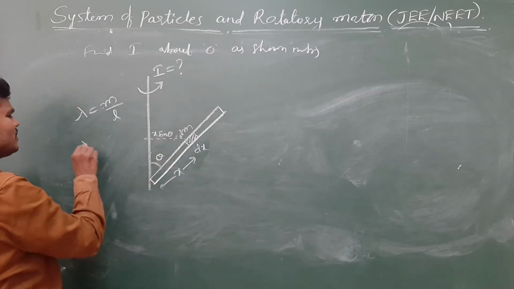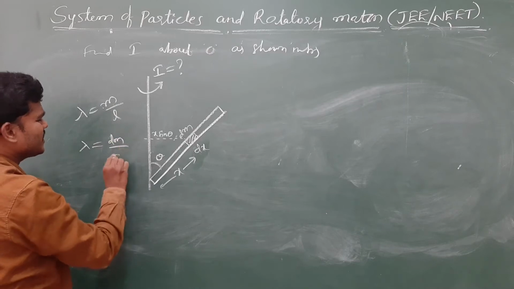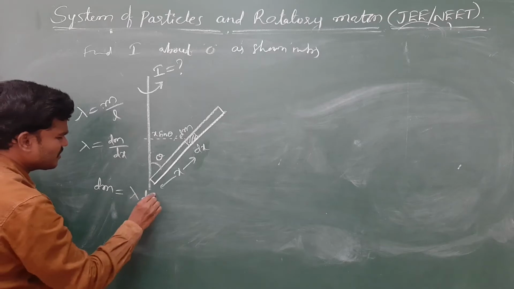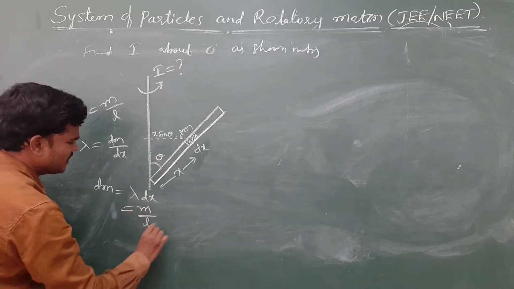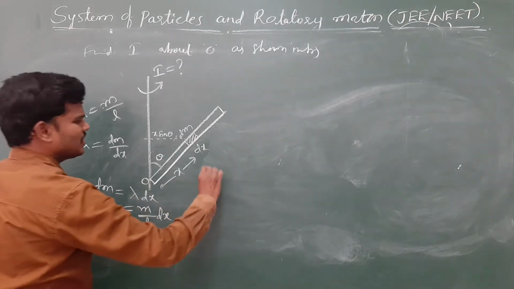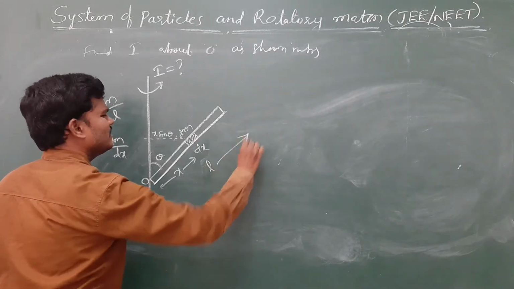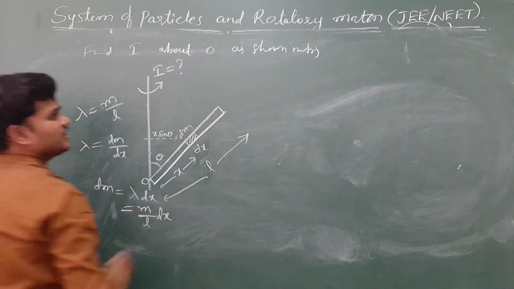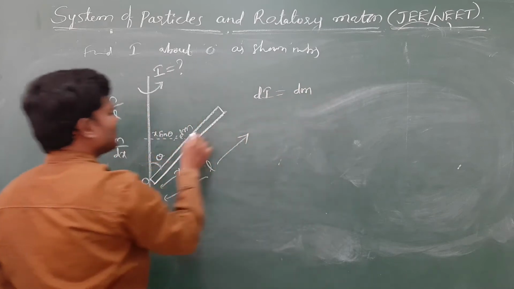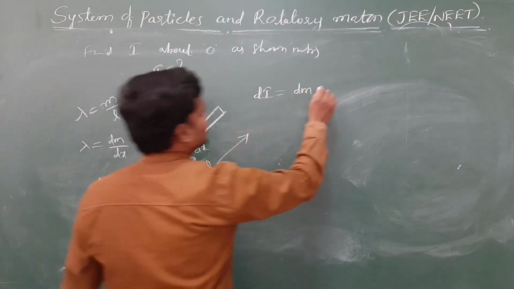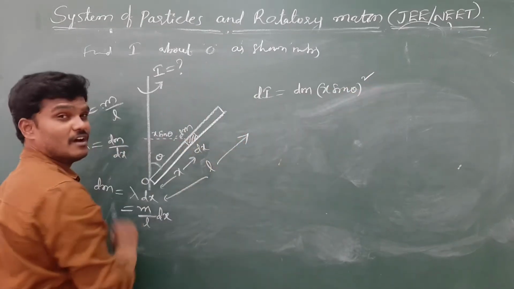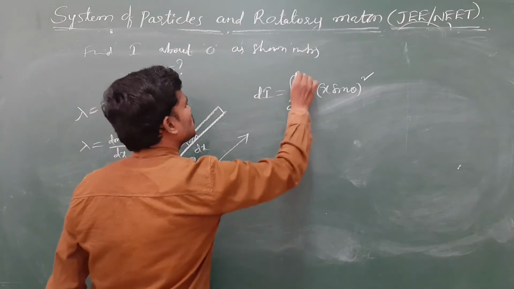And for small part, lambda we can write dm by dx. So dm, directly we can write: lambda dx. What is lambda? Mass by length, dx. And see, this is the O. Total length of the rod is given L. So apply the integration. So for small part, dI is equals to dm into perpendicular distance. What is perpendicular distance? x sin theta. And apply the integration from 0 to L.